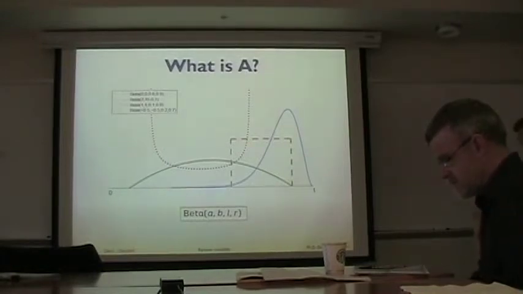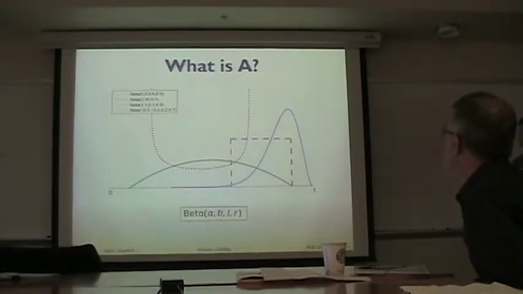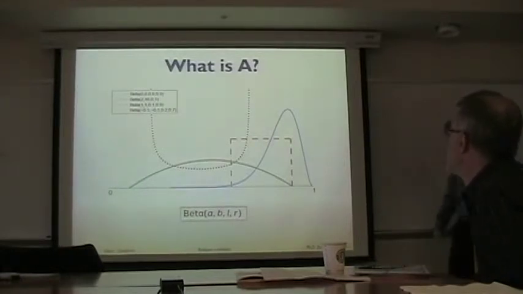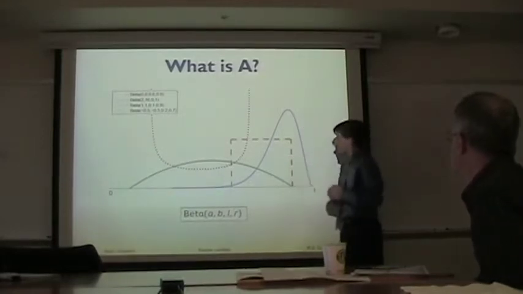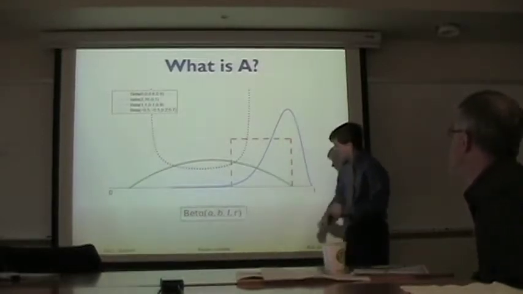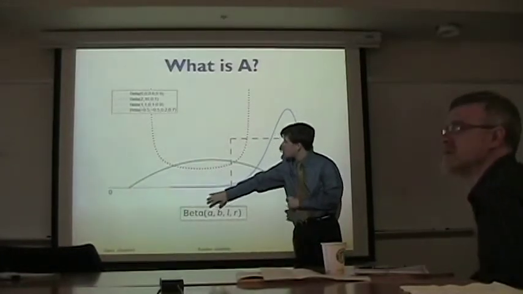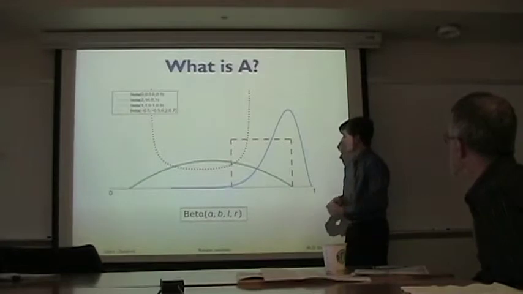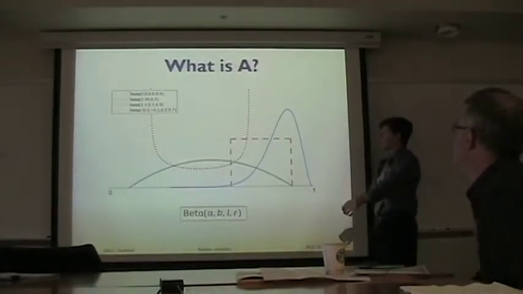But the first thing, what I'll say before that is, we're going to model these values, or these distributions A, as beta distributions. The beta distribution is a very nice distribution that encodes all of these probability density functions here. It has two shape parameters, A and B, which control how it looks, and then it has a left and a right endpoint parameter as well.